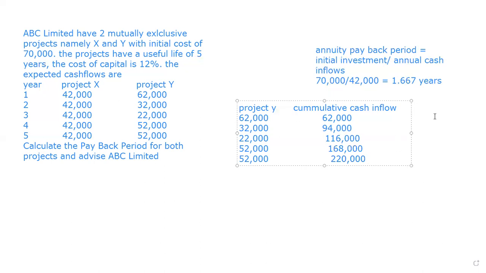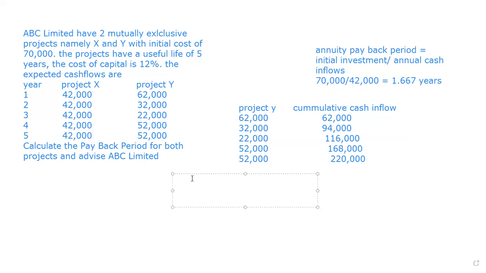And here on the cumulative cash flow, our 70,000 lies in year two, which is 94,000, because 62,000 is still lesser than 70,000. We want to find out where that 70,000 lies. Remember, 70,000 lies in year 2, which is 94,000. Now, this is how you calculate the payback period.